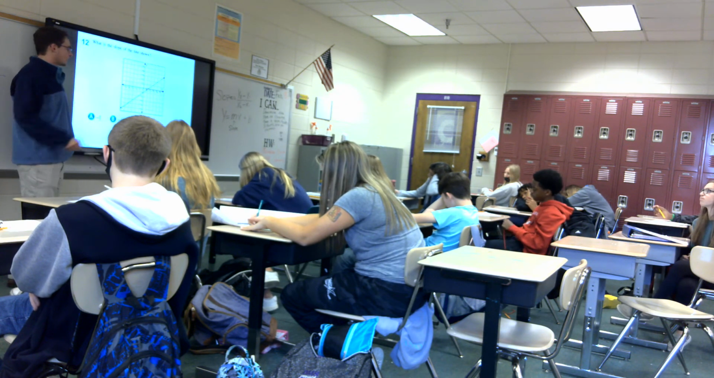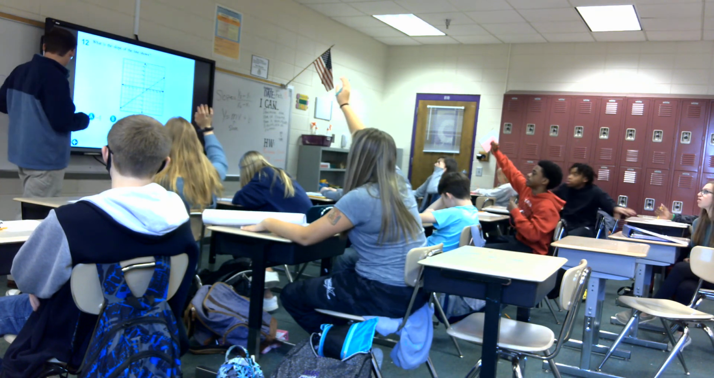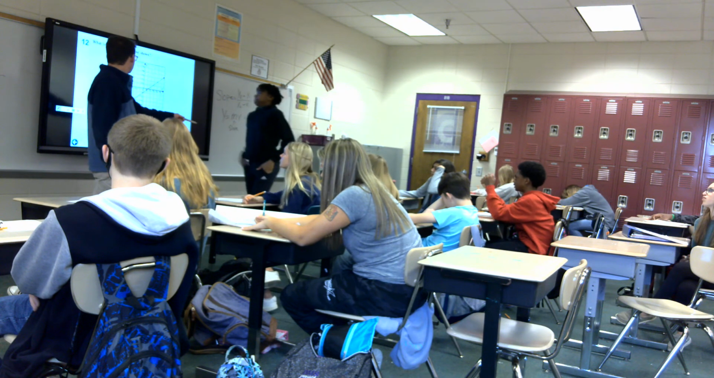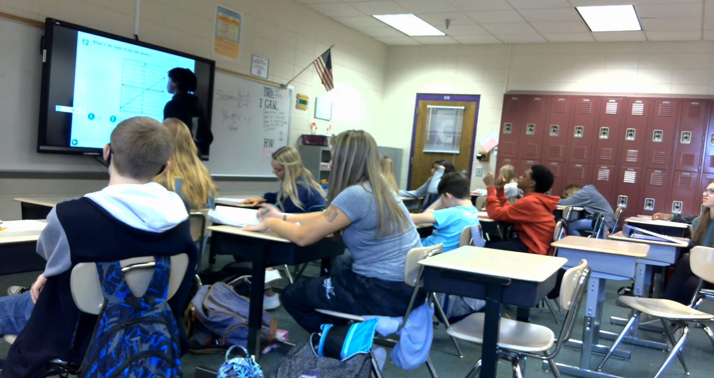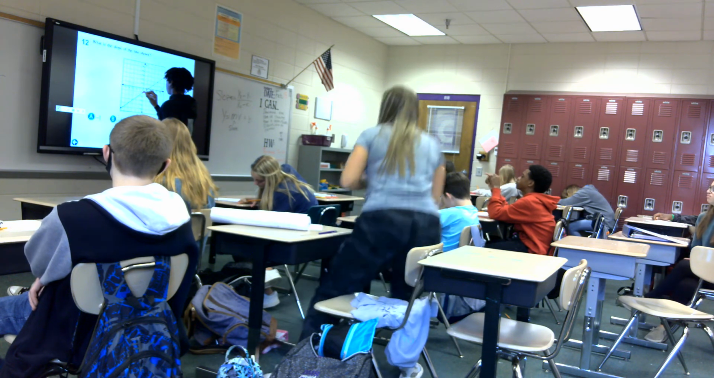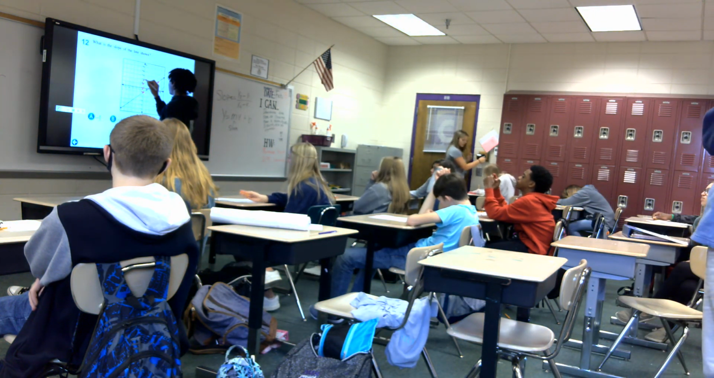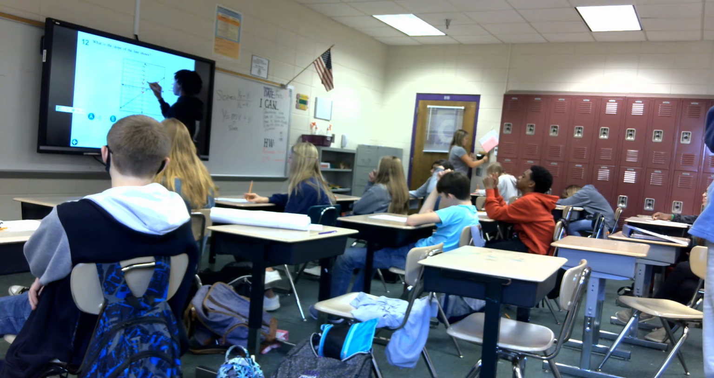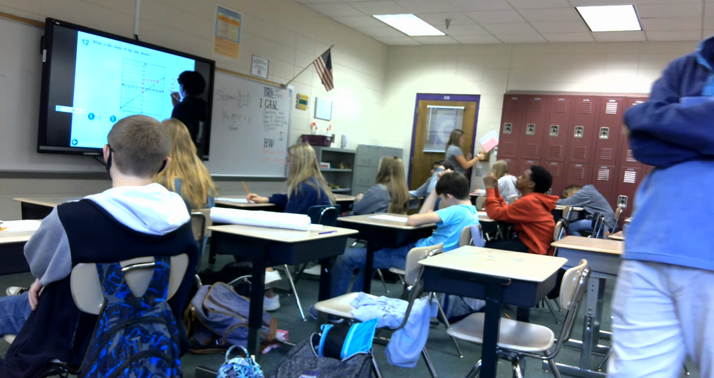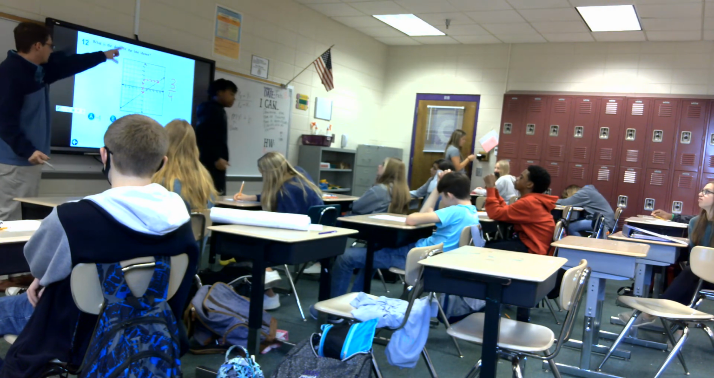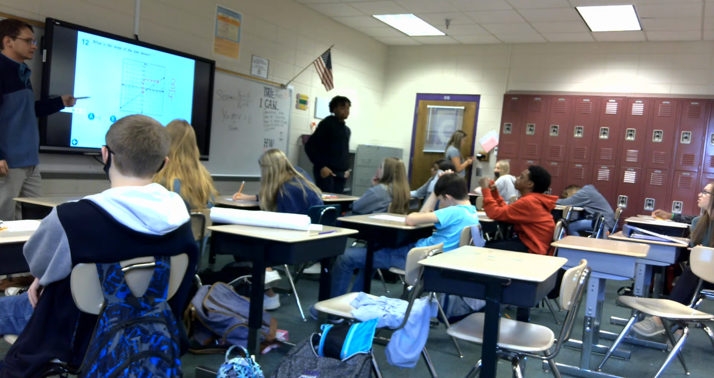Number 12. Someone want to come up here and do number 12? All right, Ricky's got his hand up first. So let's find the slope. Good. So we found the friendly point and we just counted up 3 over 4. Does anyone have any questions about slope?